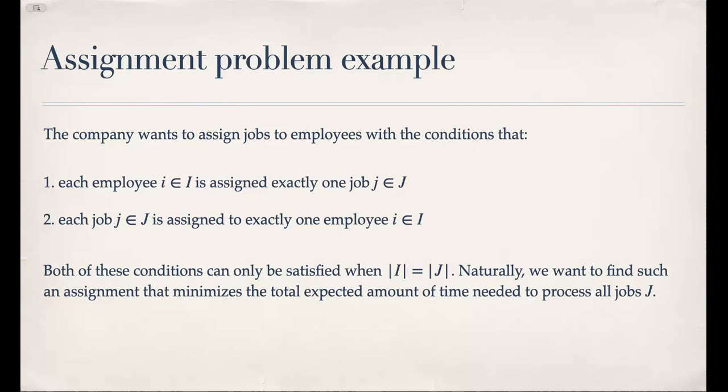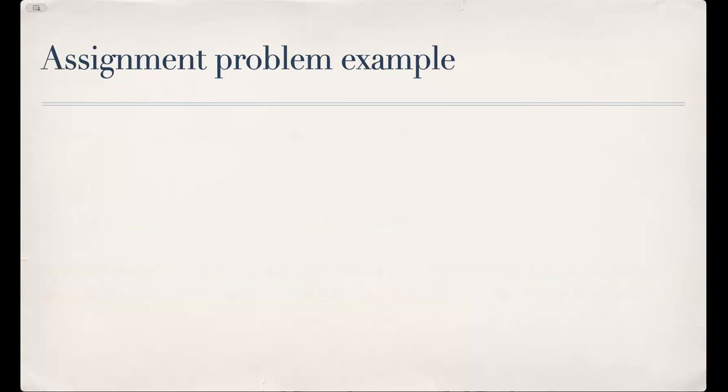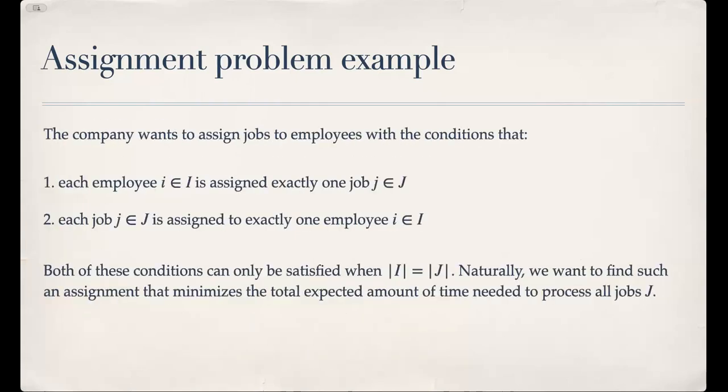Most of these conditions can only be satisfied when I equals J, of course. Naturally, we want to find such an assignment that minimizes the total expected amount of time needed to process all jobs, right? Any questions?